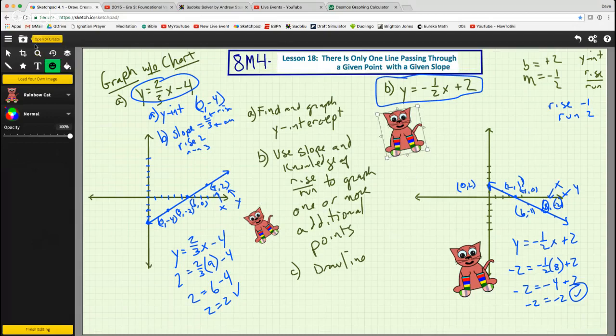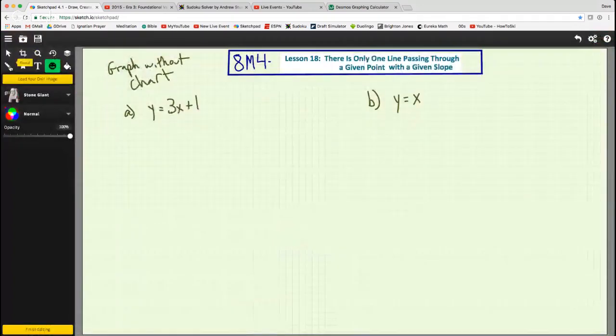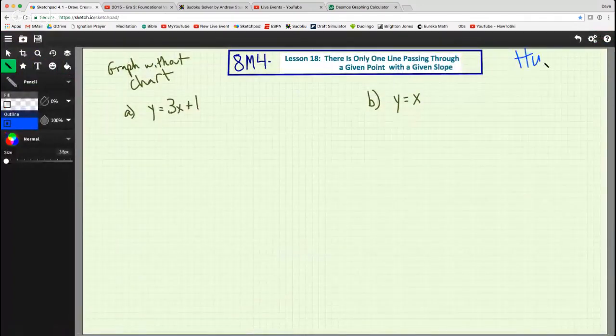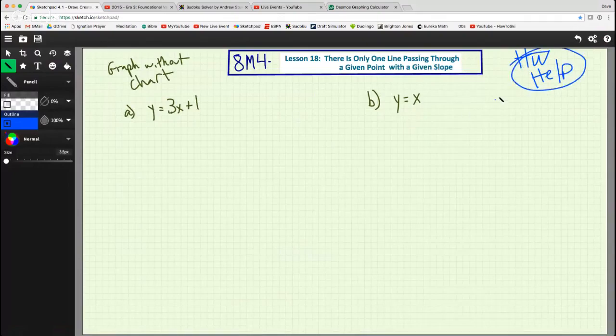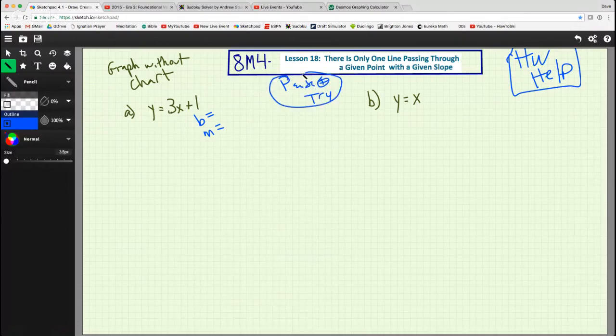Let's do this a couple more times. I'm actually going to call this homework help. We're going to call this what it is. This is homework help. This is what you're going to be doing over and over on your homework. So we have to identify our b and our m. Why don't you just pause and try? And then on our homework help, I'm going to give you something a little bit trickier, but you should be able to hopefully do these now.